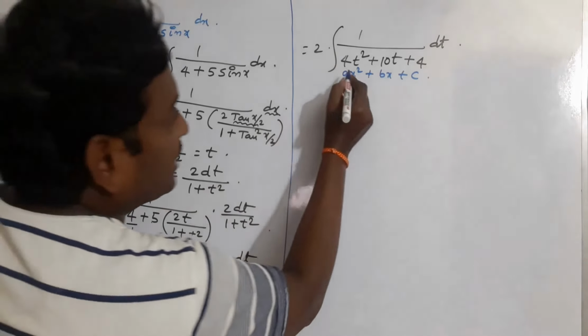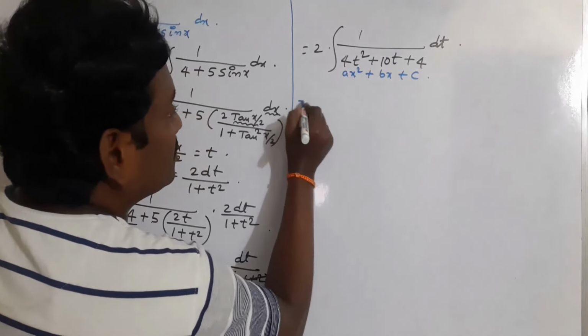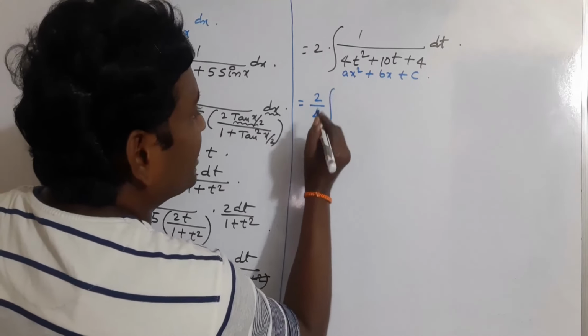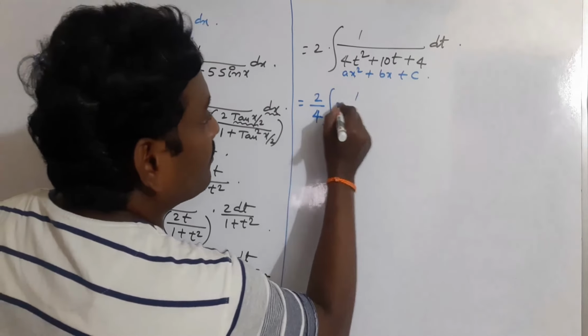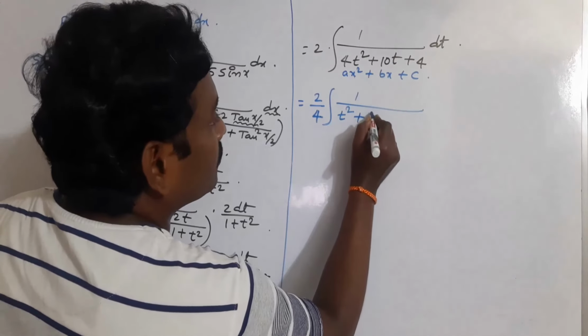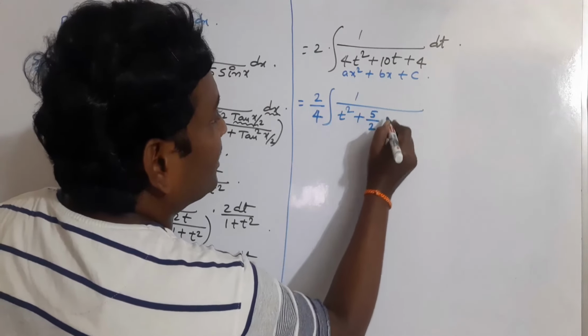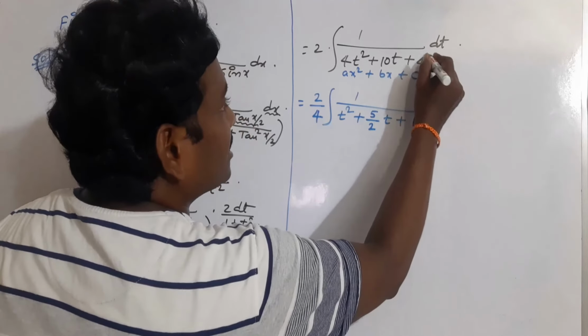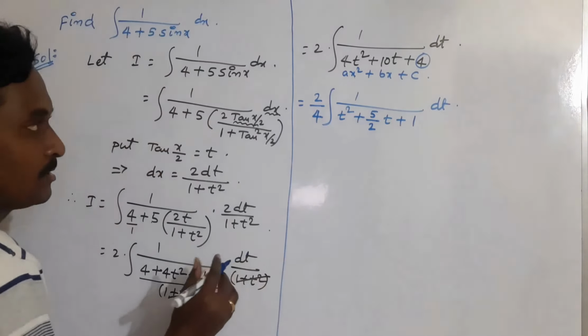So first make the coefficient of x square is 1. So take common out the term 4 from the denominator. So you will get 2 by 4 into 1 by t square plus 10 by 4, which is 5 by 2 into t plus 1, because here already we have 4, that's why.